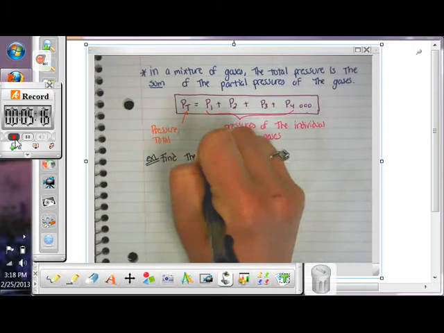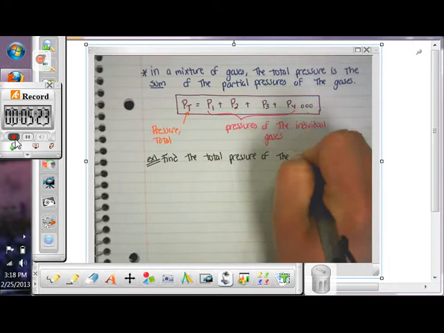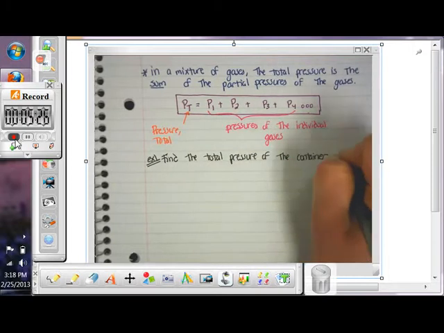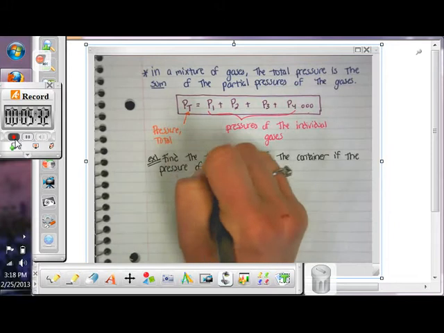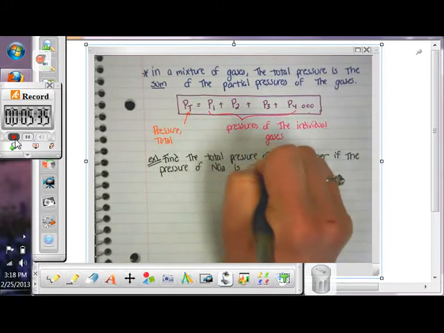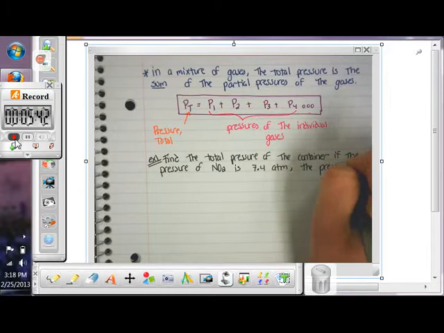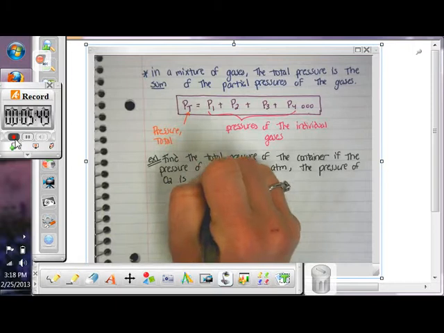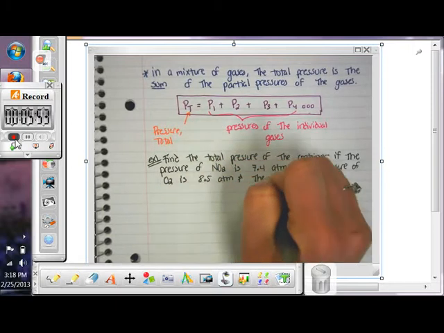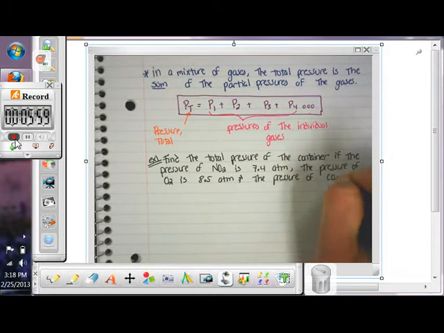So example 1, find the total pressure of the container if the pressure of NO2 is 7.4 atm, comma, the pressure of O2 is 8.5 atm, and the pressure of CO2 is 799 torr.